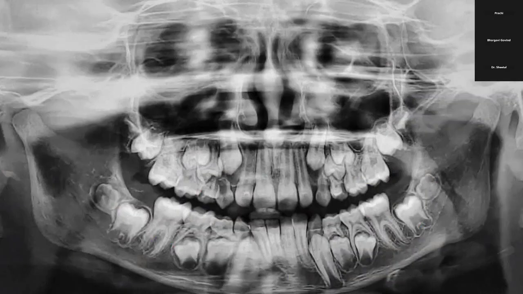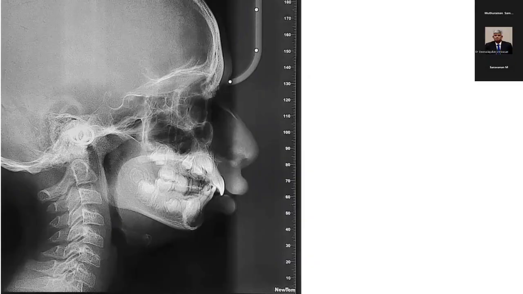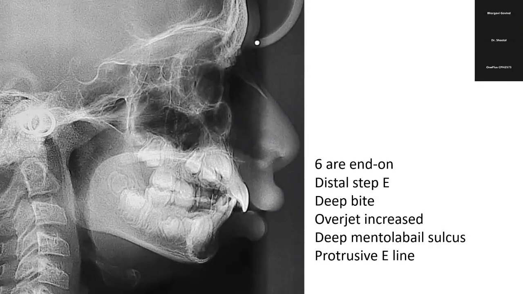If you see the OPG, the sectors are very good, and you can see the chances of crowding are very less because of the overlap on the OPG. Now see the lateral cephalogram of this. When you see what all things you can infer from the lateral ceph, the 6s are end on. You can see the permanent molars are end on, and the E's are on a distal step with the anterior portion. There's a deep bite, there is an increased overjet, and a deep mentolabial sulcus also you can see.